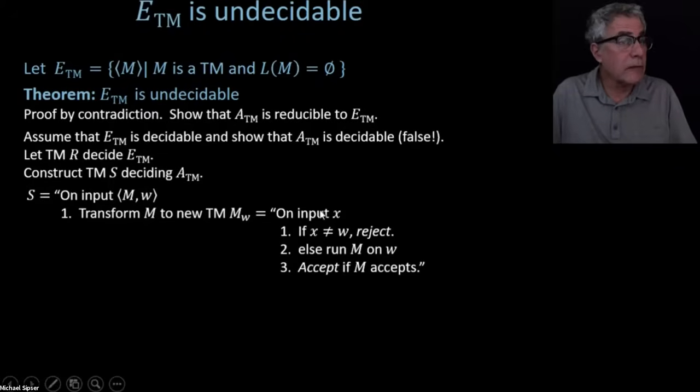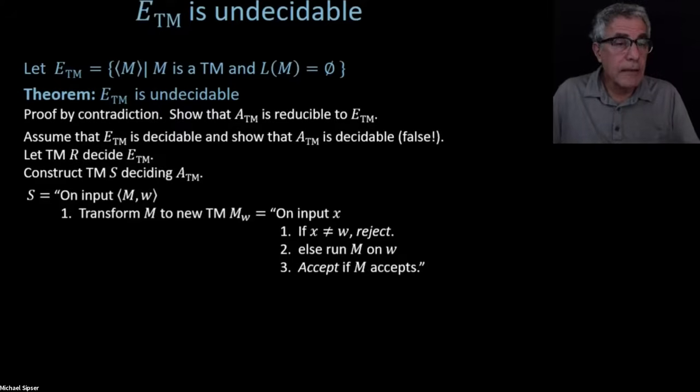That machine is going to be very much like the original machine, M, except that when it gets an input, let's say it's called X now, it's going to compare X with W and reject if it's not equal. Otherwise, if X is equal to W, it's going to run M on W as before. So it's not going to change the behavior when the input is W. It's only going to change the behavior when the input is something different from W, and then it's going to reject.